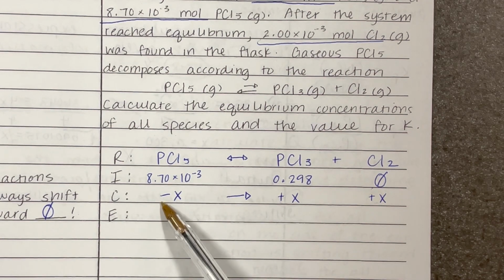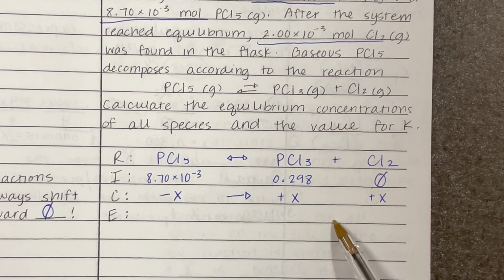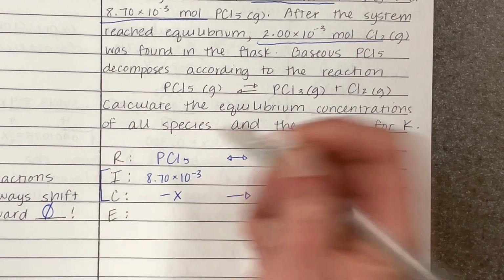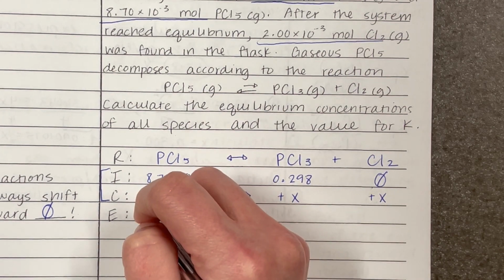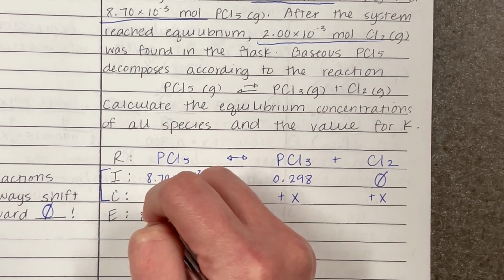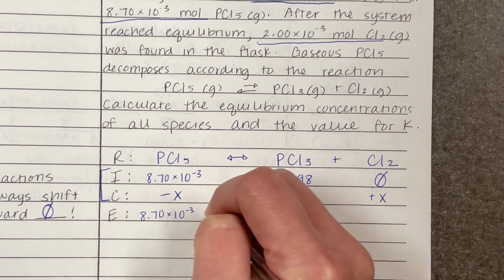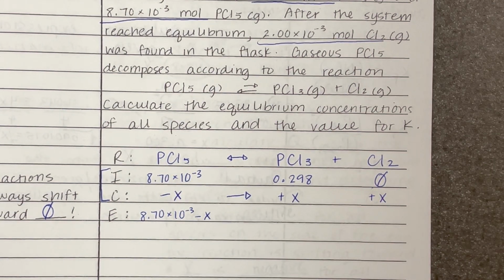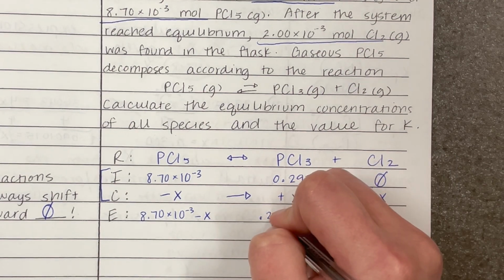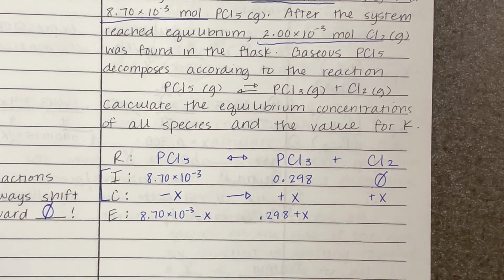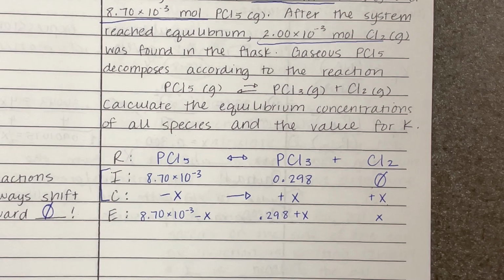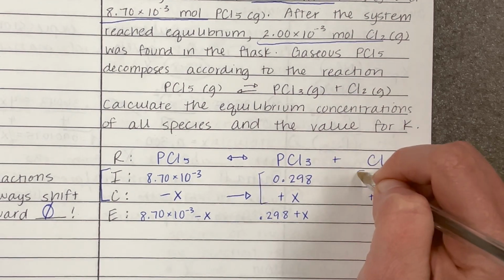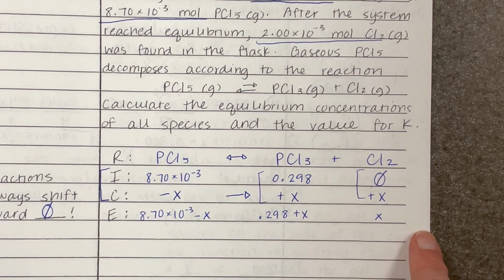Now let's think about our equilibrium stuff here. Basically, I need to take my initial values and apply the change. So at equilibrium, whatever is left of the PCl5 is going to be 8.70 times 10 to the negative 3 minus x. On this side, it's going to be 0.298 plus x. And here, it's going to be 0 plus x, or it's just going to be x. So basically, I put these two lines together to form my equilibrium line. Okay, I take my initial concentrations and apply the change.